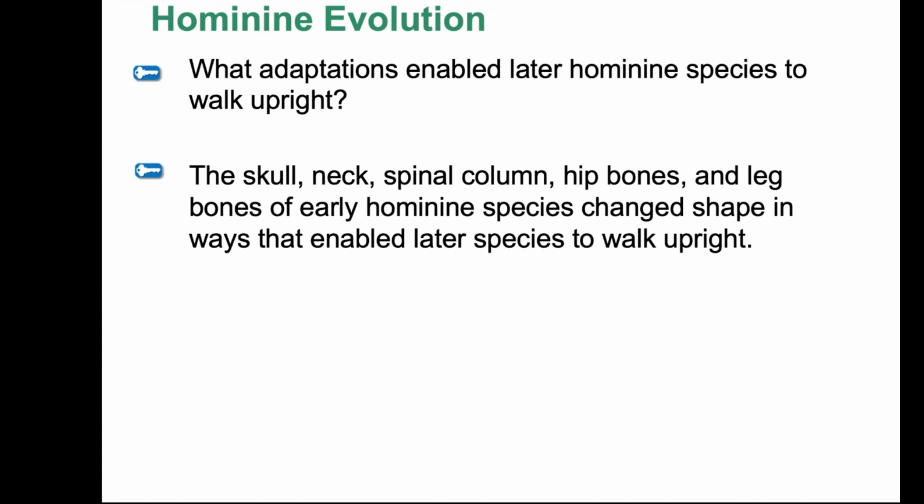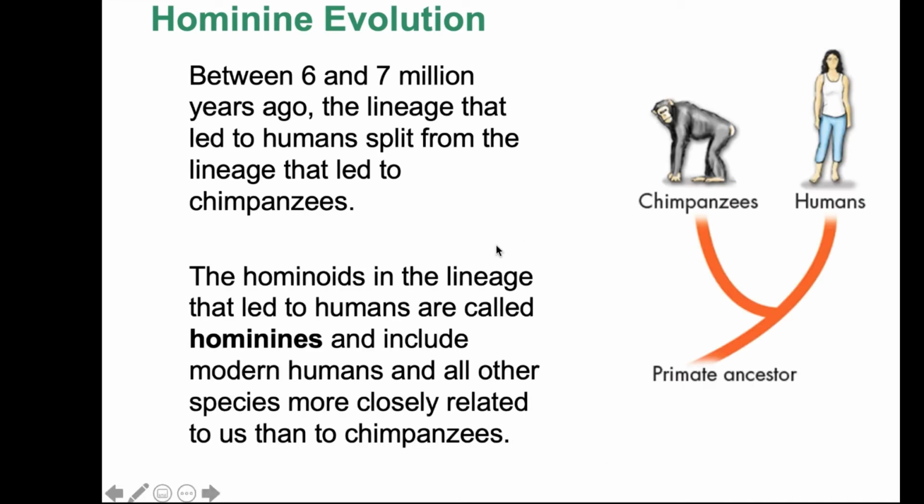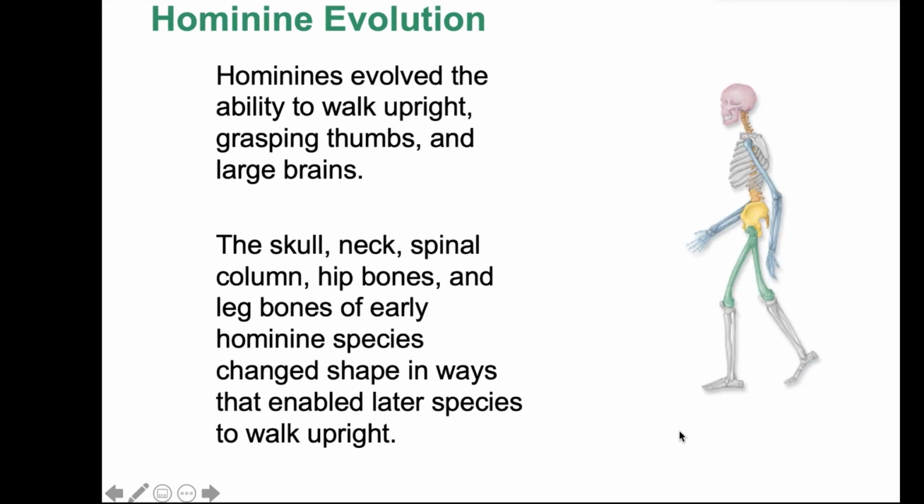So different adaptations have enabled us to walk upright. Our skull, our neck, our spinal column, our hip bones and leg bones all changed shape. And this doesn't happen from one moment to the next, but over time that enabled later species to walk upright. So between 6 and 7 million years ago, the lineage that led to humans split from the lineage that led to chimpanzees. These humans are called hominins and include modern humans and all other species more closely related to us than to chimps. So this is a different branch. We did not come from chimps or other monkeys. We split off from a branch from that primate ancestor.